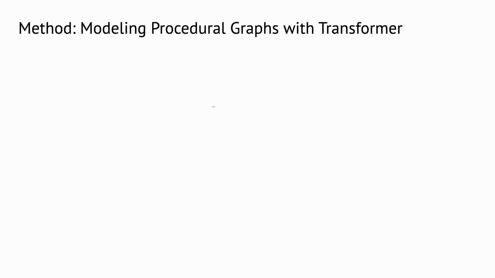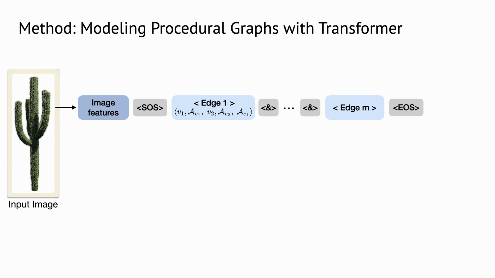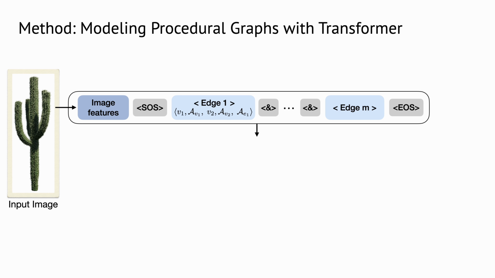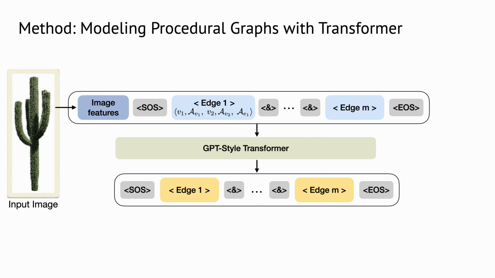We adopt a GPT-style transformer to model procedural graph generation. Each graph is sequentialized into edge-based tokens, where each token encodes the spatial positions of its two endpoint vertices, along with their corresponding attributes and the attributes of the edge itself. The transformer is trained autoregressively for next token prediction, conditioned on the input RGB image.